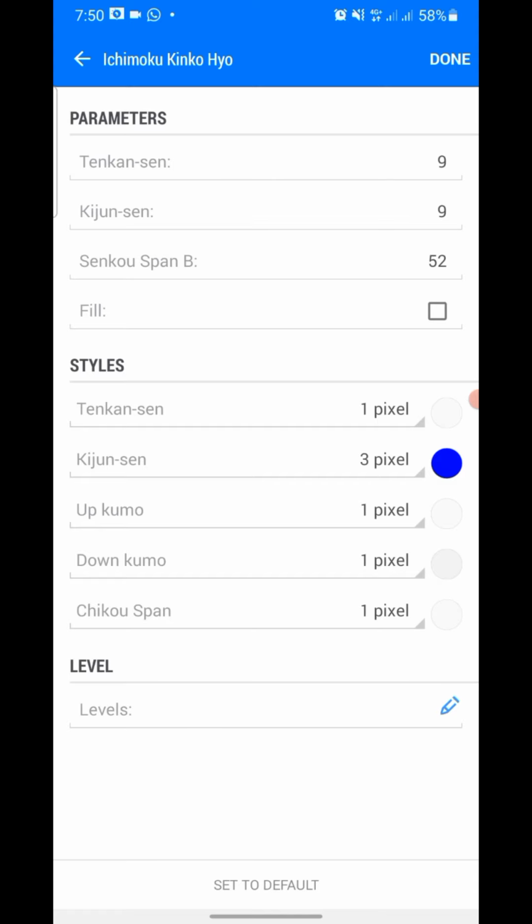But the Kijun-sen is blue. We are making use of the Kijun-sen, that's why the color is blue. Now the color doesn't really matter. You can use whatever color, but it should not be the same color as your MT5 background chart. It should not be the same color. And after that, you click on done.